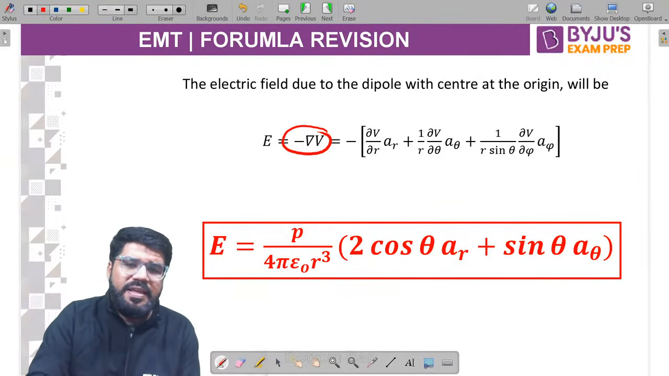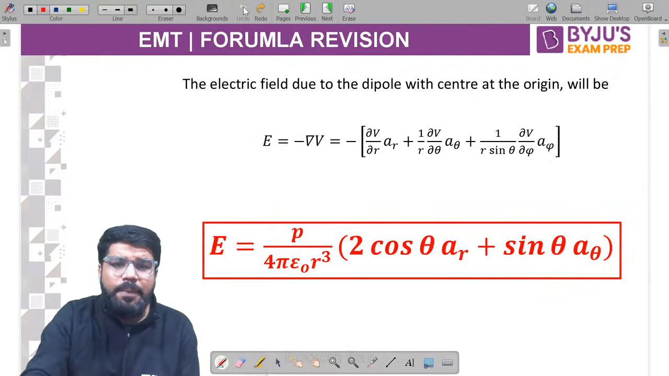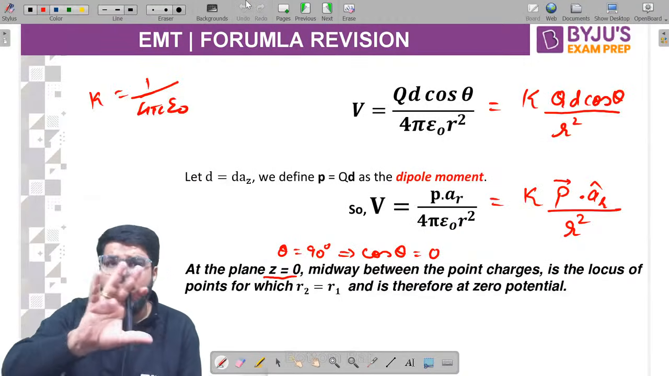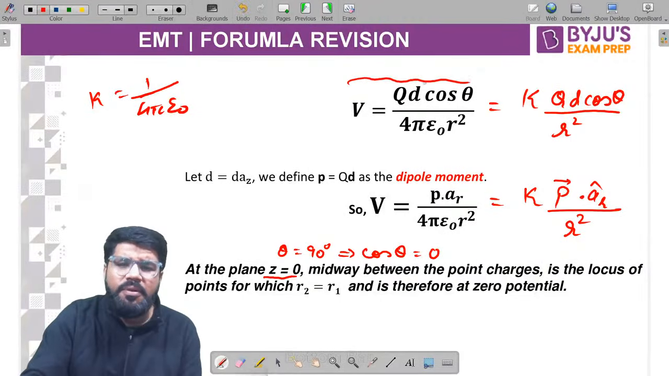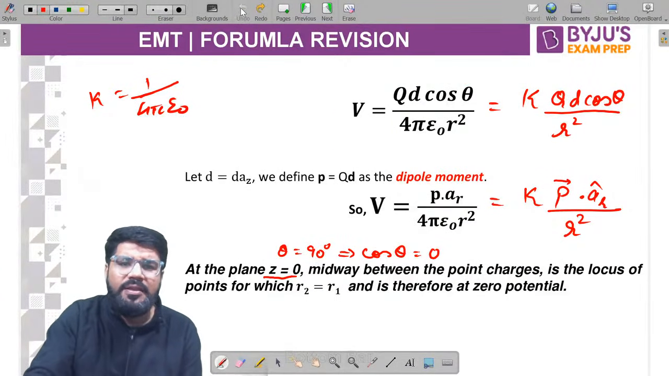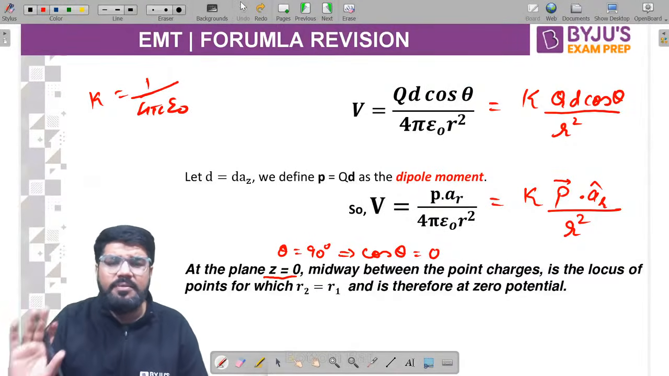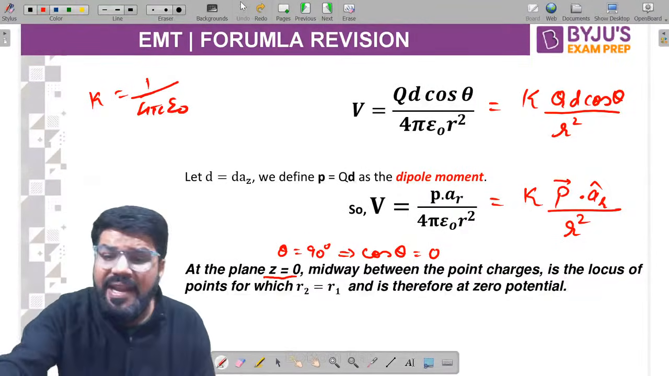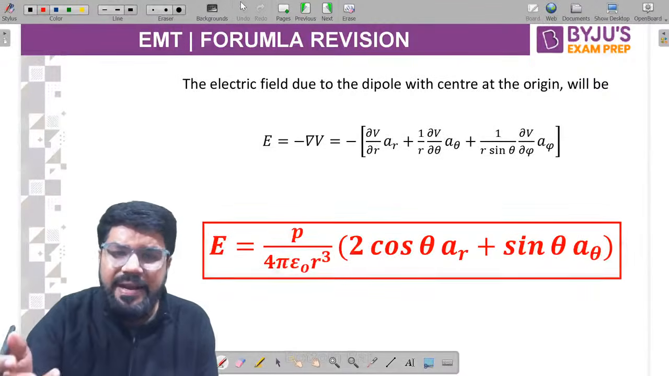Now we know the potential, we can calculate the electric field. Up to the potential it is okay. I told you already, this is moderately important. Remember the formula up to the potential, either in terms of dipole moment or in terms of qd cos theta. But the electric field is calculated as the negative of the gradient of V.